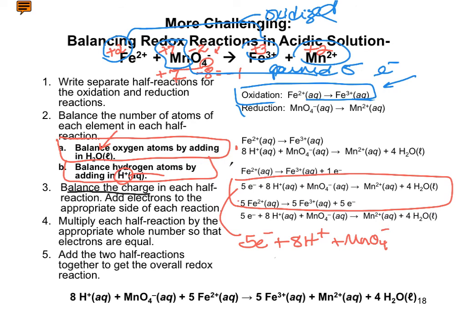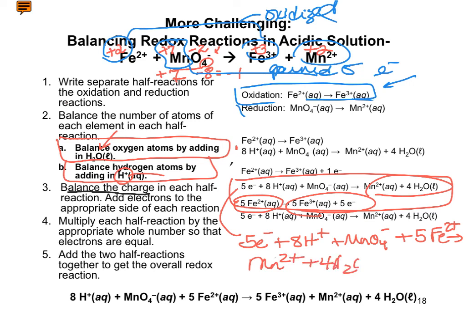Now I'm going to add all the reactants here, which is just 5 Fe2+. Then you put your arrow and you add all of the products in both. So that would be Mn2+, 4 water, plus 5 Fe3+, plus 5 electrons. And then the electrons will always cancel, because there's the same number on both sides of the arrow. And you are left with the balanced redox reaction.